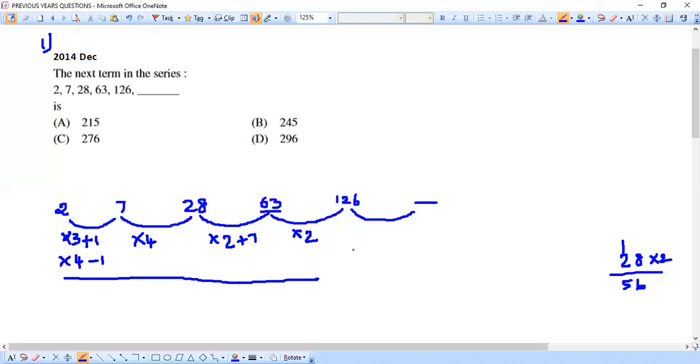So let us not again waste much time here. We tried with addition, it didn't help us. We tried with multiplication, that also didn't help us. So what next? What is our next possibility?